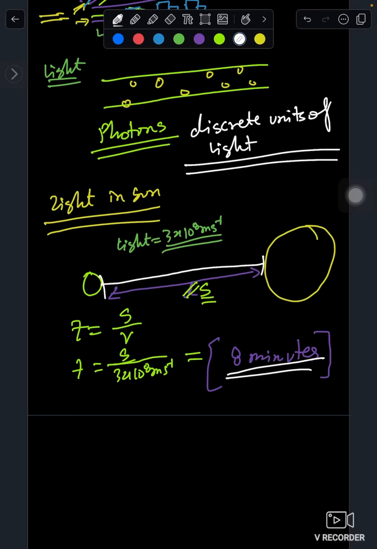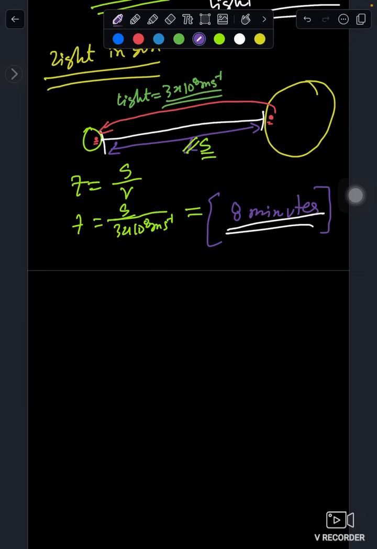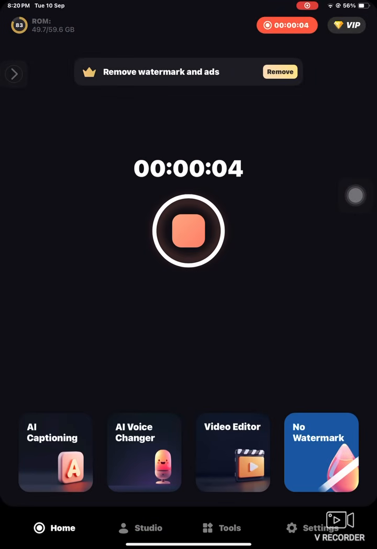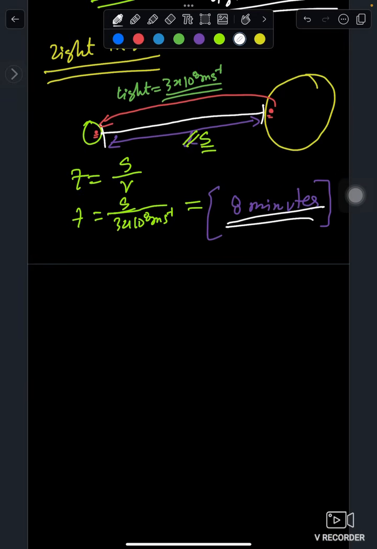So light takes 8 minutes to travel from sun to earth. Okay, so this is the time interval for light to travel from sun to earth. If we look at this concept that light takes 8 minutes to travel from sun to earth, that could cause a lot of consequences.